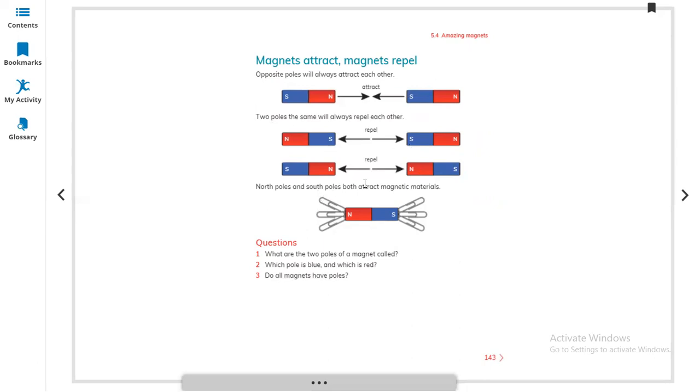North pole and south pole both attract magnetic materials. Obviously, it's a magnet. In complete, it's a magnet. If you attach something, it's obviously attracting to the magnet.